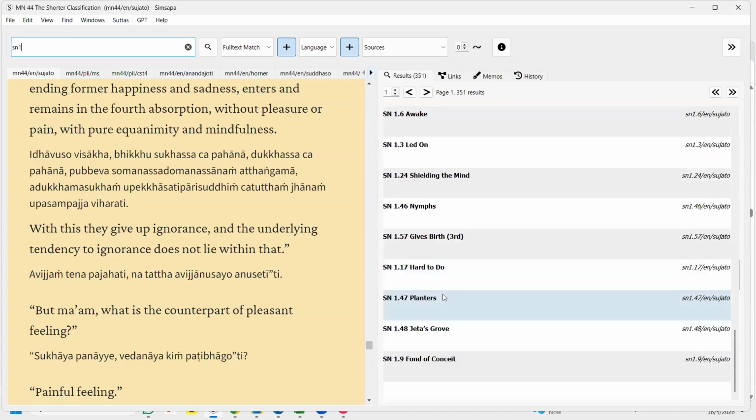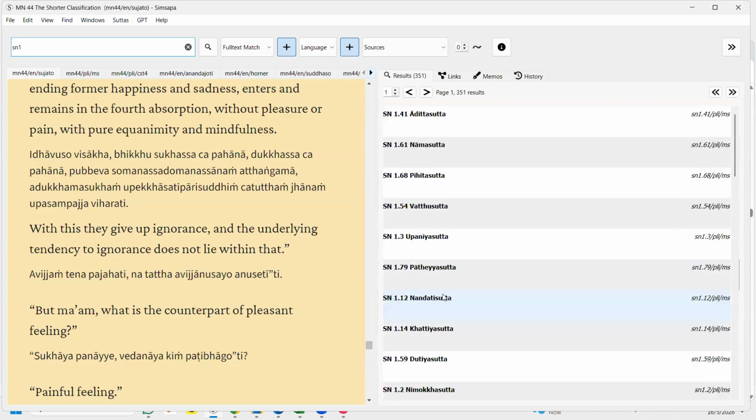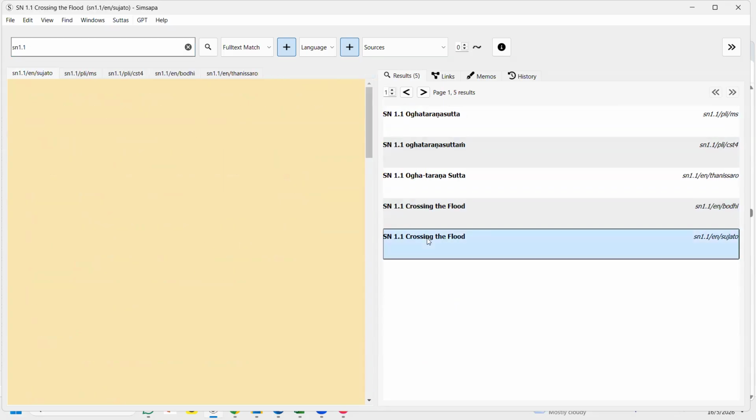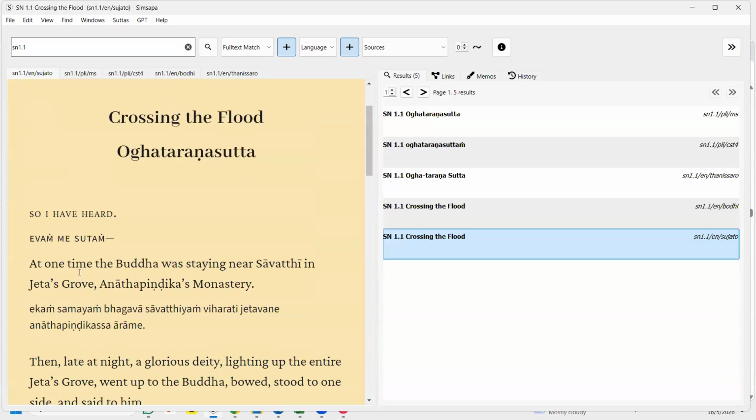With Simsapa, you have to be very careful, especially with Sutta, because here this is the title. So you have to put SN what? 1.1 or 1.3. See, this is 1.1. Can you see? I already showed you the first one on top. This one will give you English because you see here Sujato, Crossing the Flood, right? This one has English. This is English and Pali.